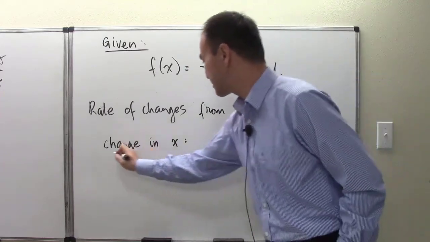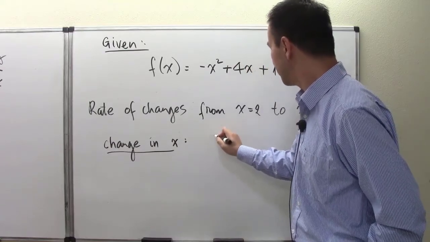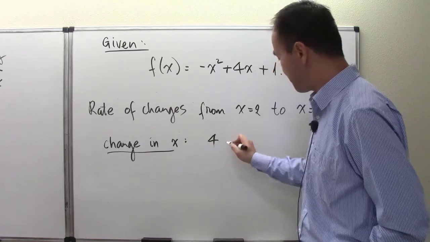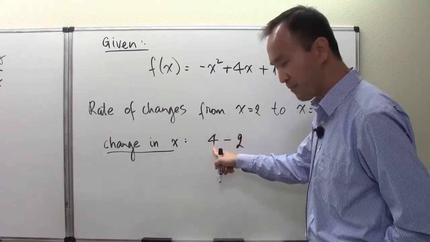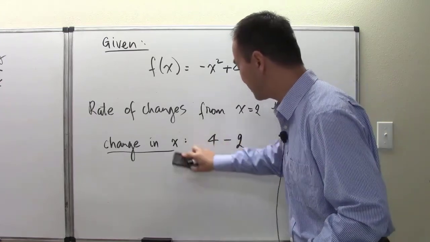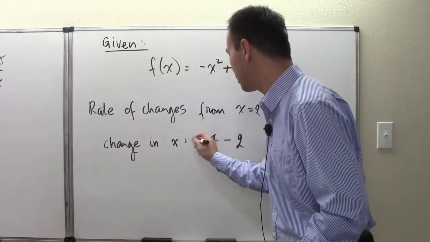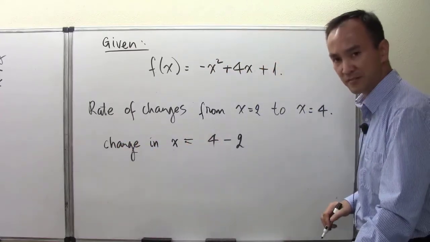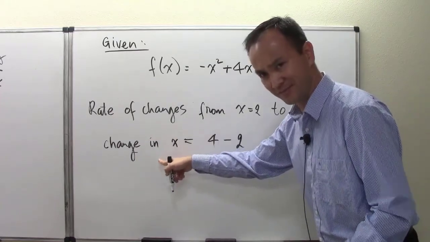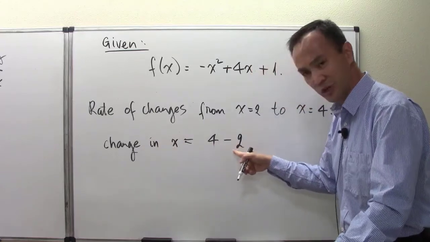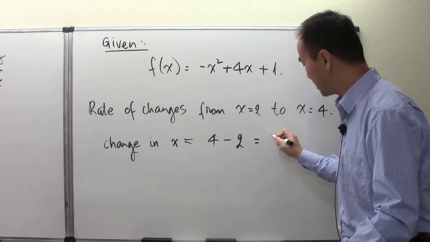So, change in x. Now, how do we calculate that? Final x is 4 minus initial x is 2. Final input minus initial input. Since I'm seeing change in x here, not only as a title but as an actual quantity, I can see that change in x as a quantity equals 4 minus 2, final input minus initial input. And so that gives me a total change of 2.